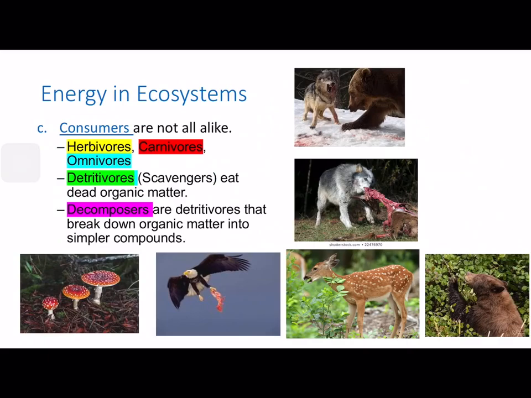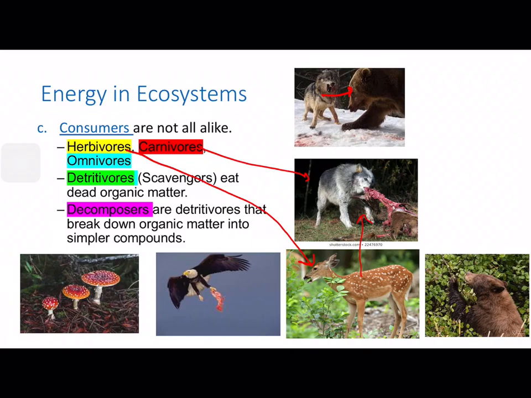There are different kinds of consumers. Again, these should be review. Herbivores are consumers that eat plants, like my little deer here. So the deer is eating a plant, but then there are carnivores, like my wolf, and the wolf is eating the deer, food source. And then there's an omnivore, and the omnivore I have on here is a bear. So this bear could be eating the wolf. They're fighting there.